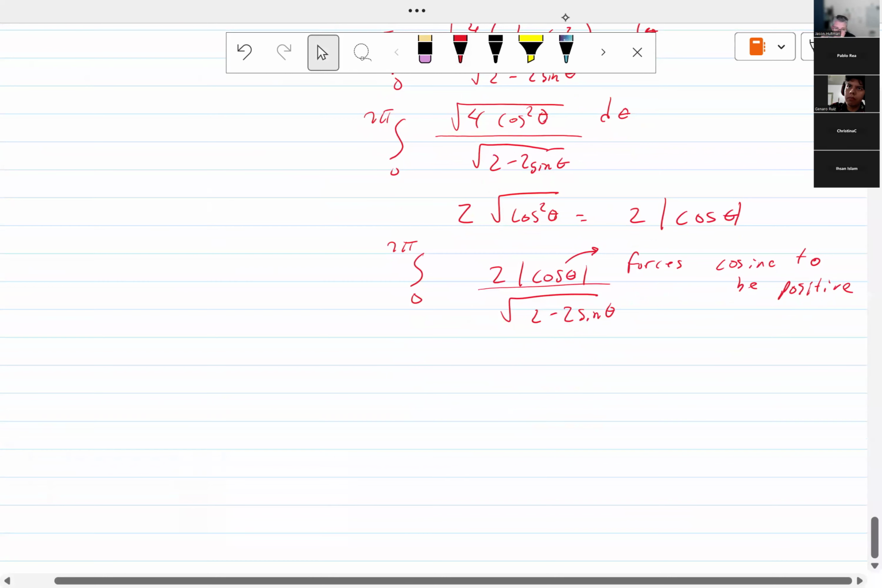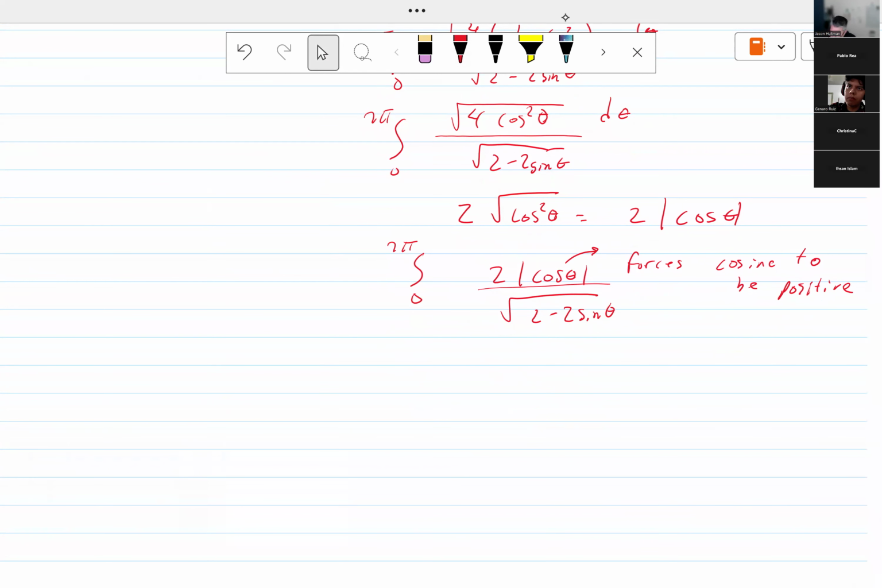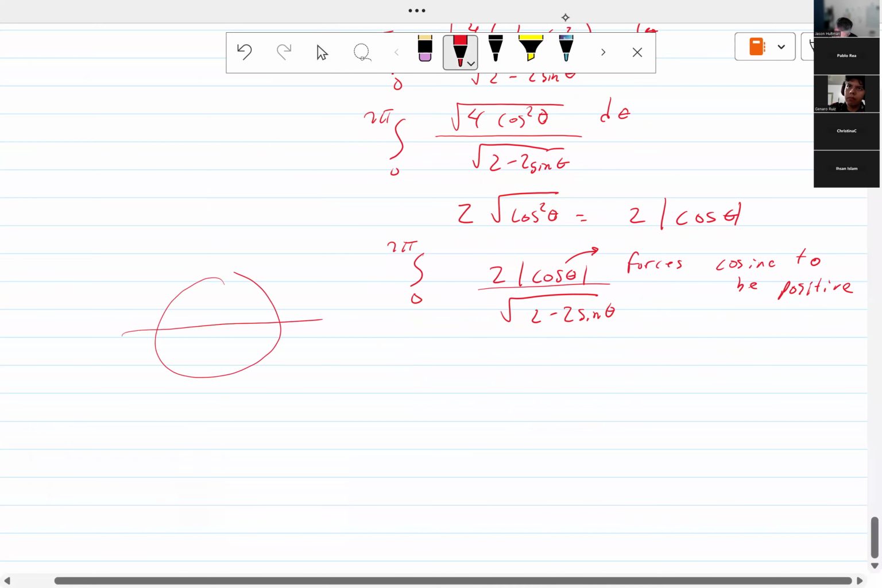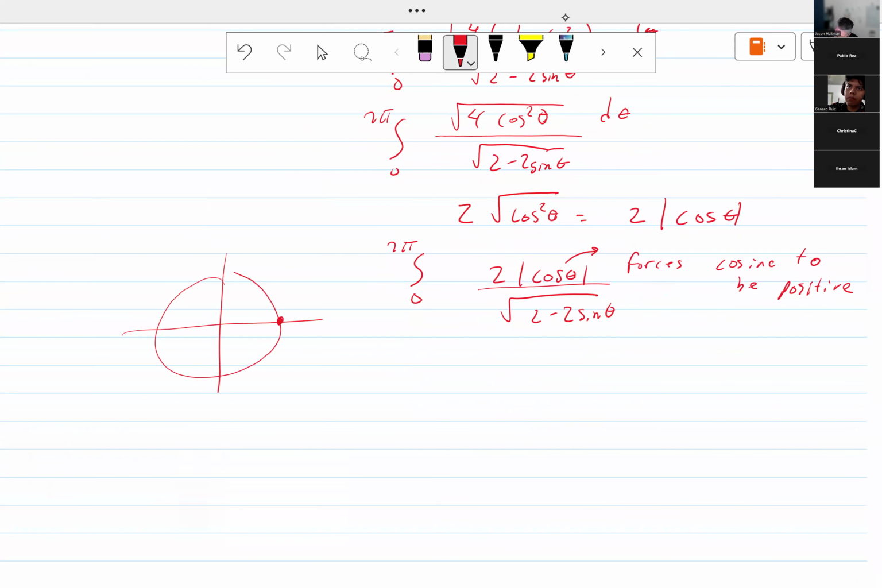Okay, and so in order to get the right answer here, if I look at a unit circle and I wanted to go all the way around this circle from 0 to 2 pi, but I could only let cosines be positive, how would I do that? I could start here. But then once cosines went negative, I couldn't have this. I can't have this over here.